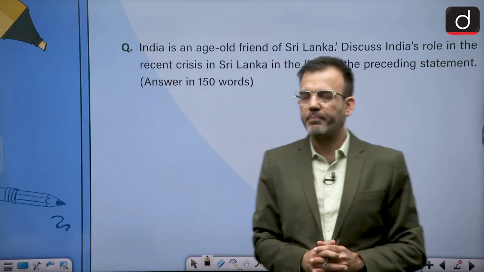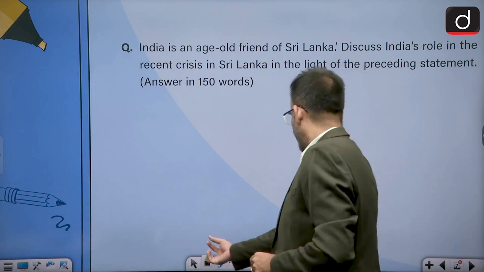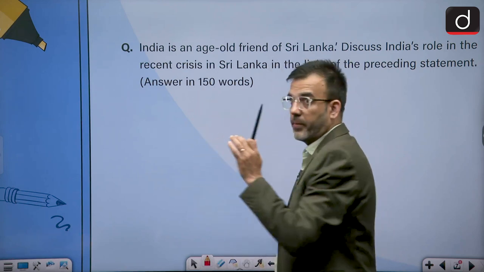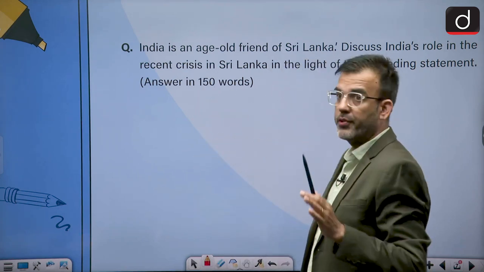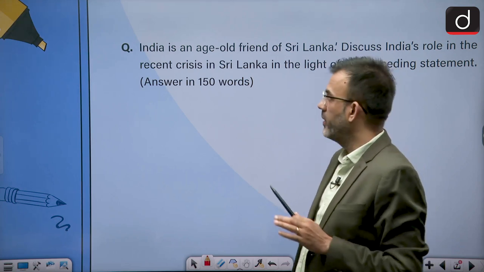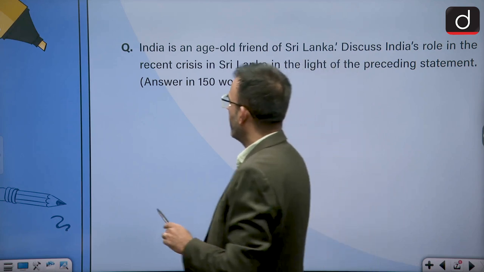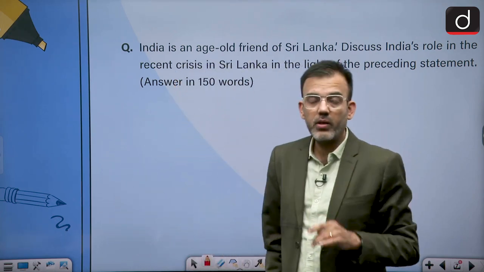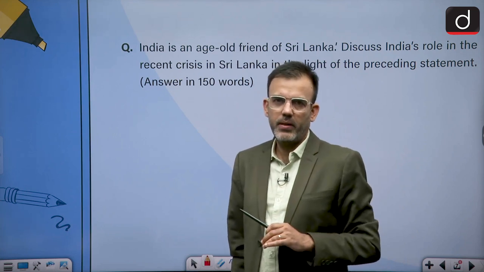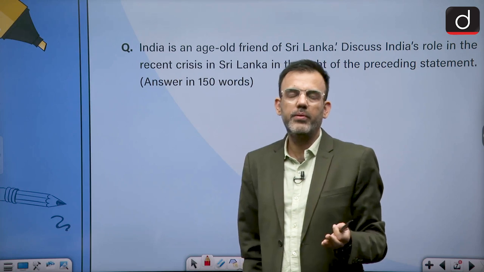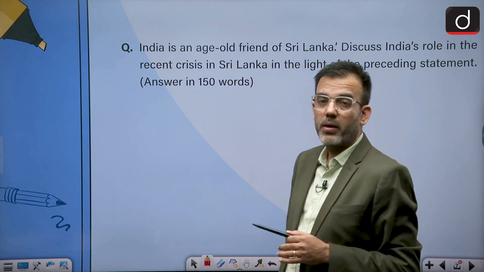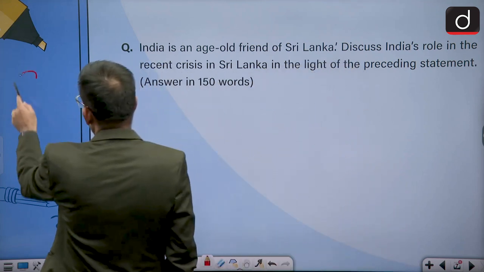So the first question, let's focus on the first question. And I will request you guys, please be very careful in reading the question. See, knowing a subject, knowing a topic, knowing about any issue is one aspect. That's obviously important, because without that you cannot write anything. But equally important is the comprehension part.